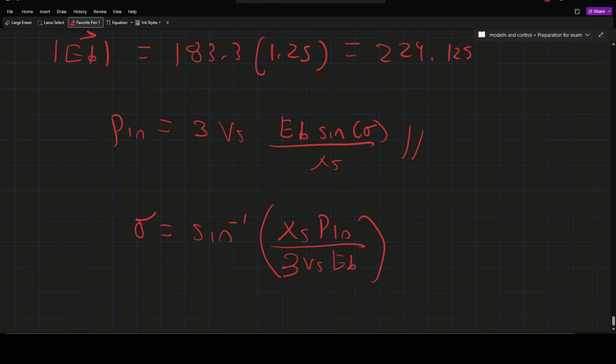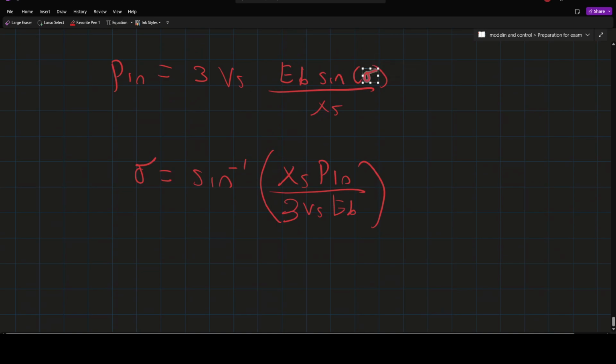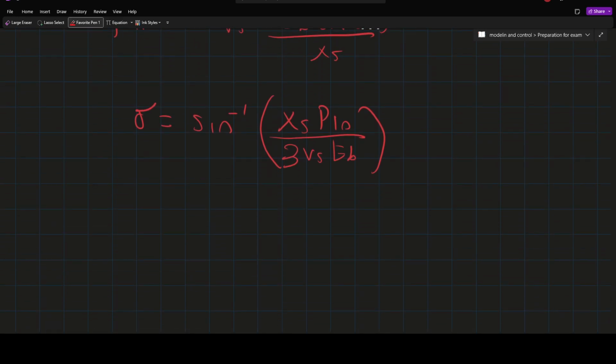Now, if you look at this equation, since we are not changing the power, but we're changing this magnitude, we know Vs doesn't change. So this relationship right here needs to change to maintain this value constant. And that's what we are seeing here too. So we know that our angle has to change, and this is going to give us 13.9 degrees.